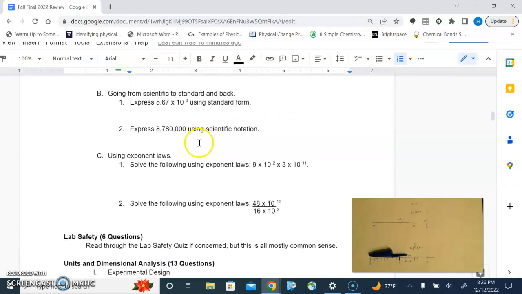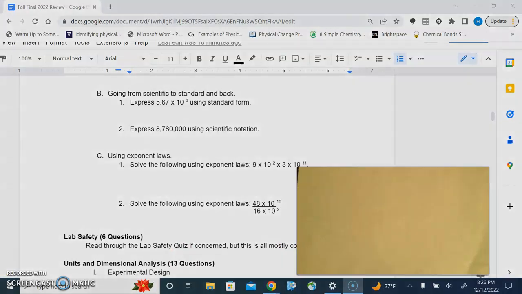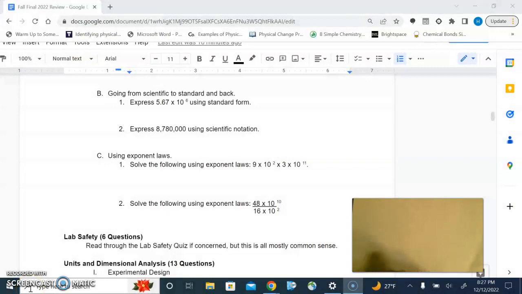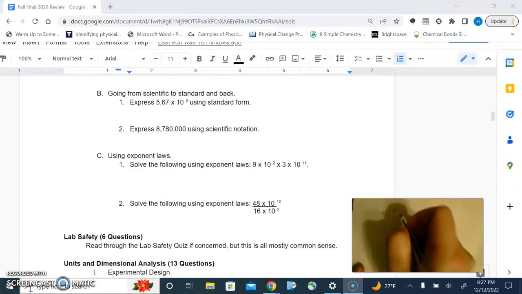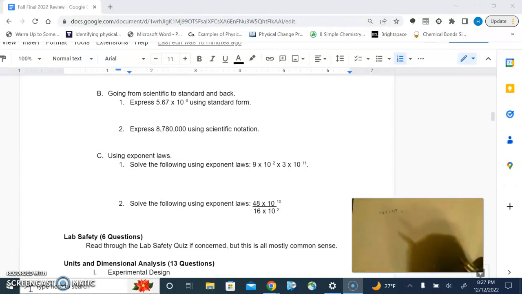All right. We want to be able to go both from scientific to standard and standard to scientific. So I'm going to check those out and then also use exponent laws here. Since we're going to be looking at the paper here, I'm going to make it a little bigger. For our first problem, we are going from 5.67 times 10 to the 6th, and we're taking that number and writing it in standard form. Remember, when we write something in standard notation or take standard to scientific, it's the same number.